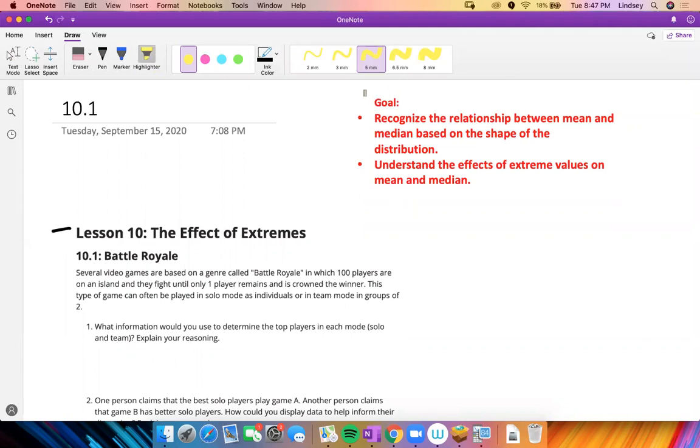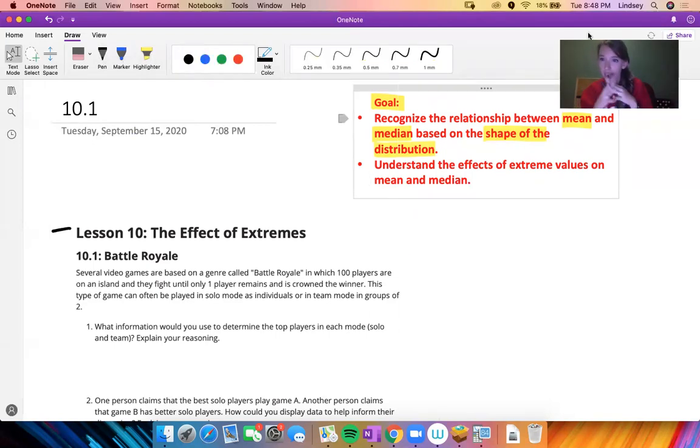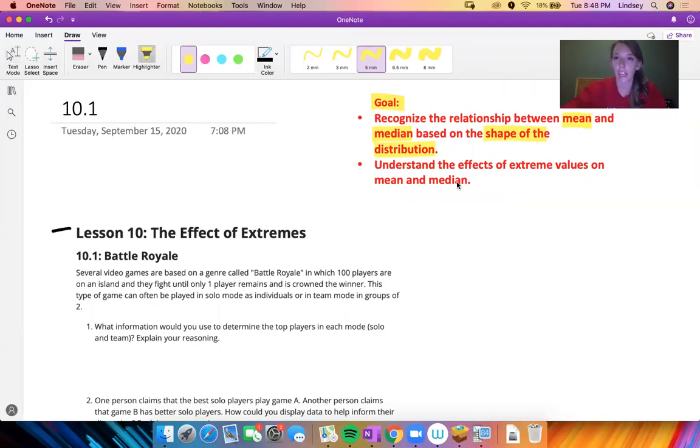So we need to start with our goal over here. If you need to, pause the video and write those down. It's important that you write those goals down so that it kind of sticks with you as we're talking throughout the lesson. What we're going to be doing today is recognizing that there's a relationship between the mean and the median based off of the shape of distribution. In previous lessons, we've talked about the mean and the median, and now we're going to talk about how there's a connection between those two things.